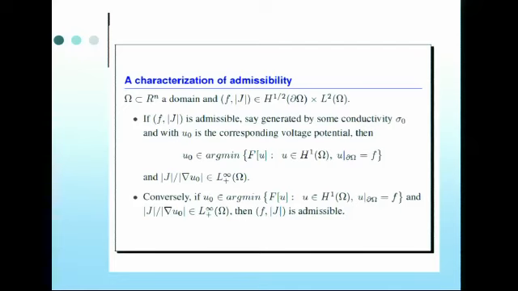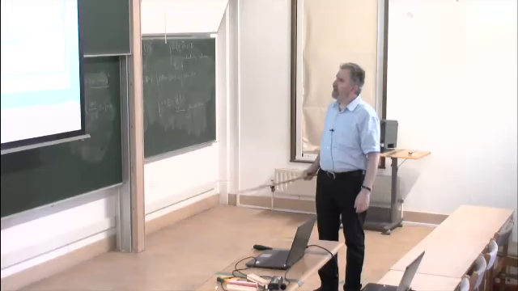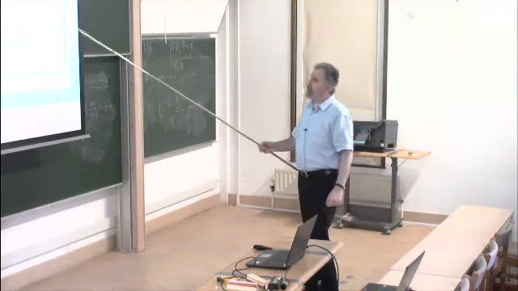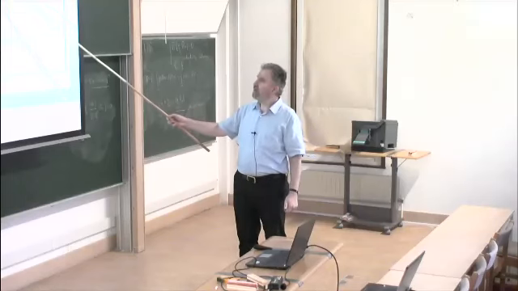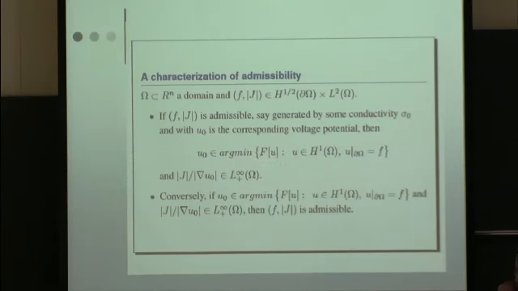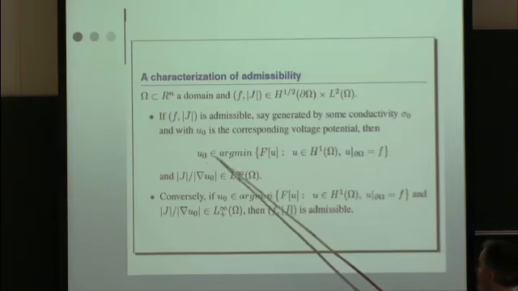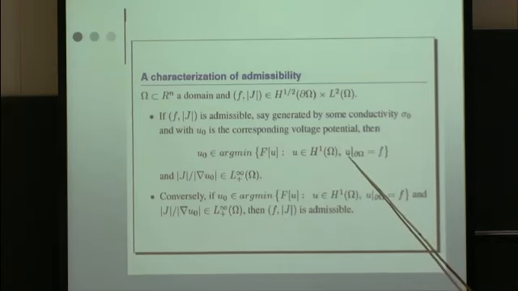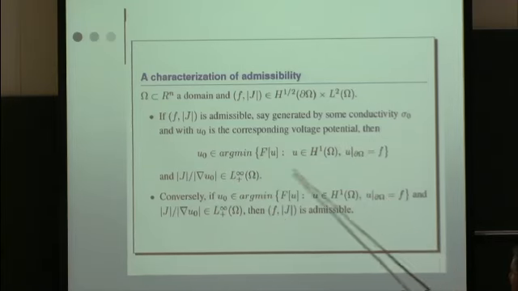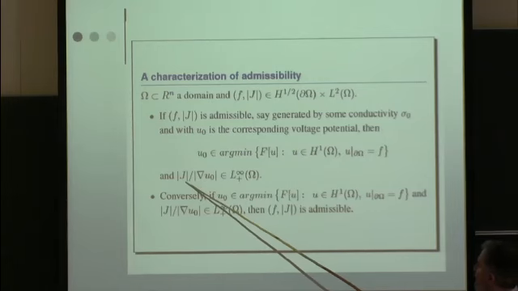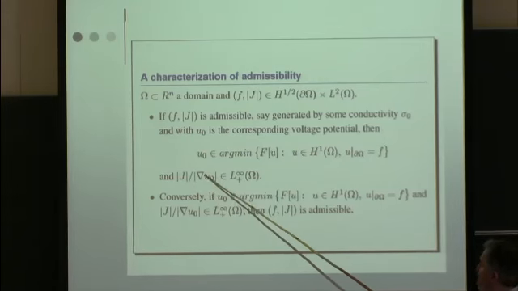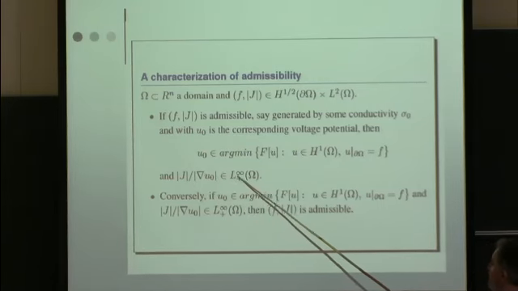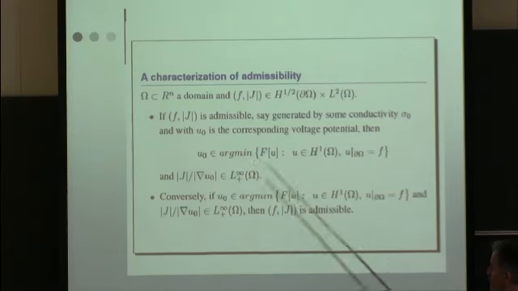And there's a little characterization of what I mean by admissible data. This I already showed you. If it is admissible, then the corresponding electric potential is a minimizer. And since magnitude J over this is sigma, it will be a bounded function which is positive.